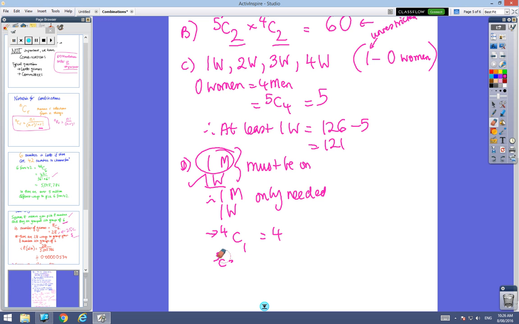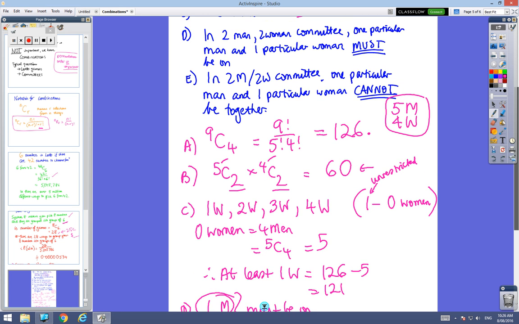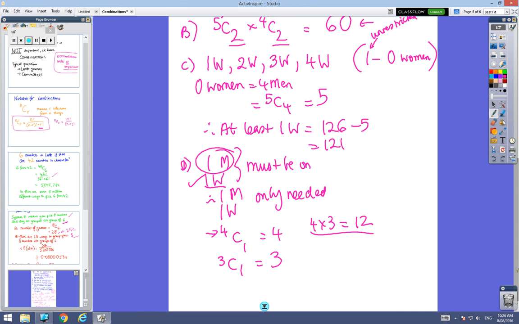And because 1 woman has already been put on, there's only 3 women left, and you need 1 woman. So that's 3. To have 1 particular man and 1 particular woman on, these answers are multiplied. So there are 12 committees left over with that man and woman on.